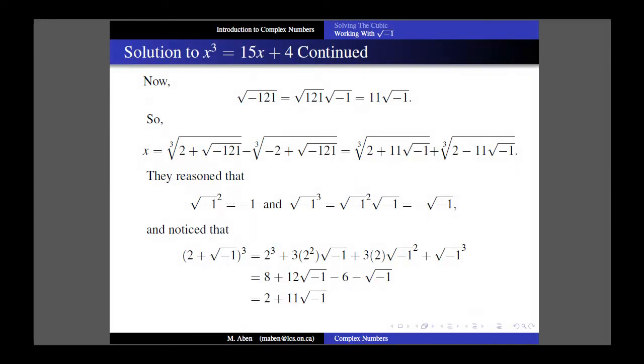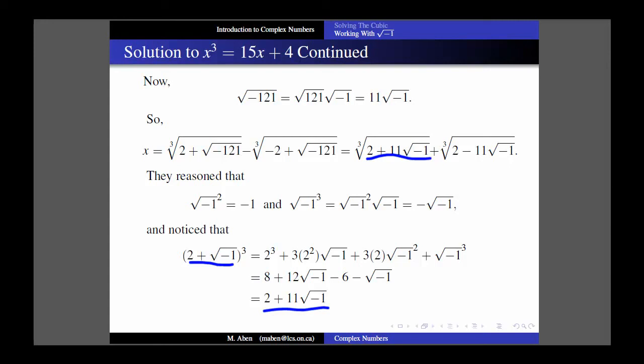So we get down to this. And again, the thing to notice is that that is the same as that. So if I take 2 plus the square root of negative 1 and cube it, I get the same thing that's inside this cube root. That means that the cube root of 2 plus 11 times the square root of negative 1 must be 2 plus the square root of negative 1.